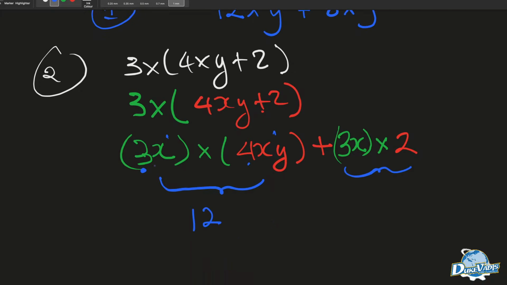Okay, so I multiply this 3 by 4, and I got 12. And x raised to the power 1 times x raised to the power 1. In indices, since they have the same base, we are multiplying x raised to the power 1 times x raised to the power 1. We are going to get x raised to the power 2. So x raised to the power 2, and we have our y multiplying. So plus, here is 3x times 2. Okay, so what are we going to get? We are going to get 6x to be our final answer for 2.